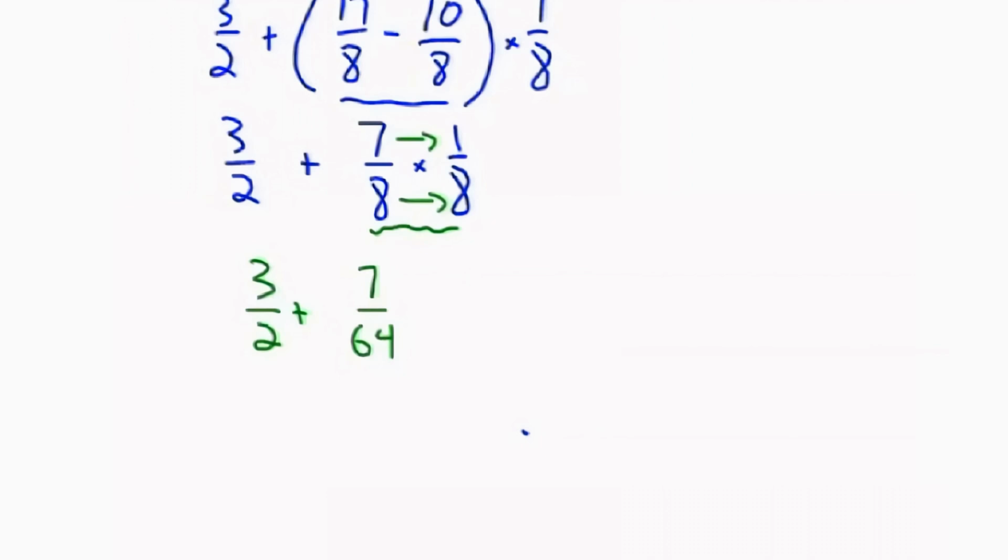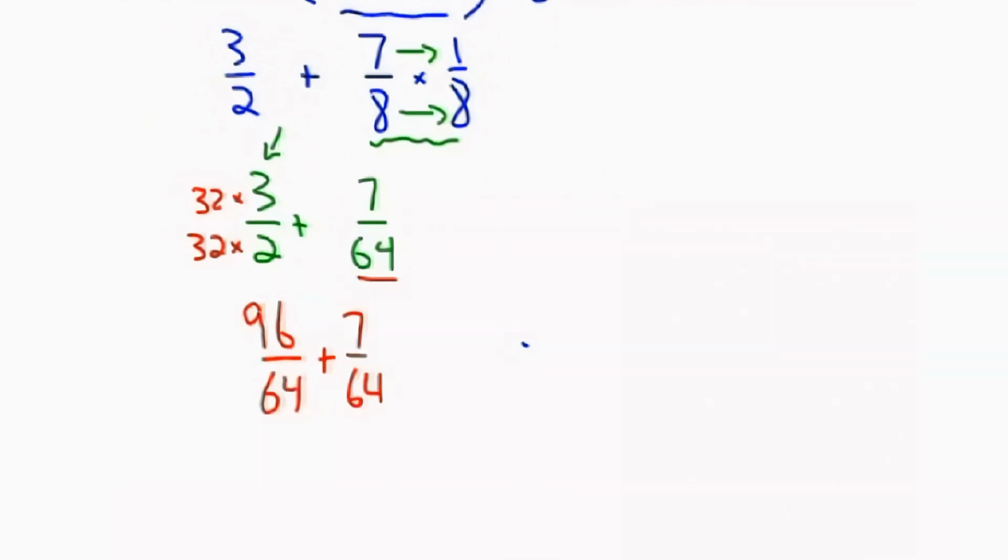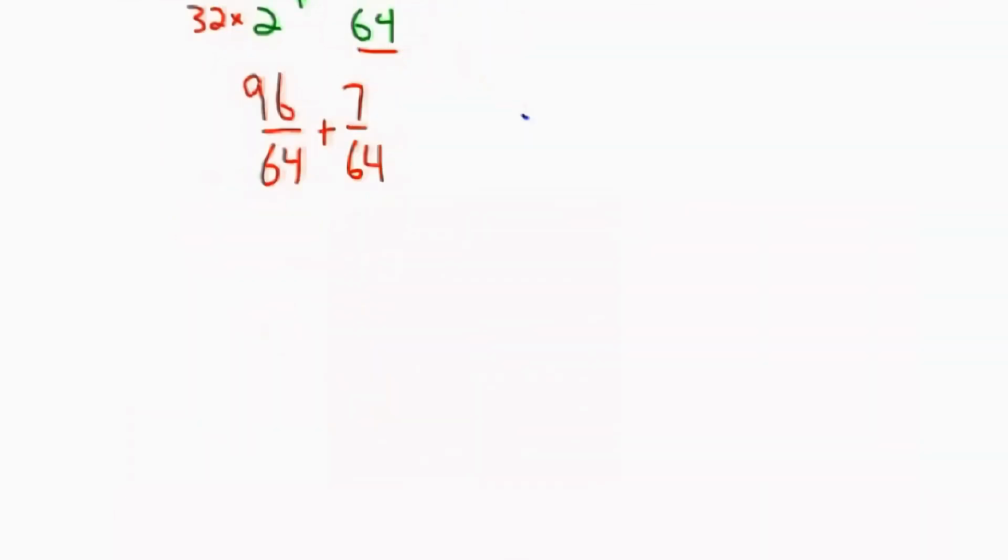And so now we have 3/2 plus 7 over 64. So we need to convert this 3/2 to a common denominator of 64. And we see we can do that by multiplying the denominator by 32, because 32 times 2 will give us our required 64. And so we multiply the numerator by the same thing. And so we land up with 96, which is 32 times 3, 96 over 64 plus 7 over 64. And now that we have a common denominator, 96 and 7 is 103 over 64.